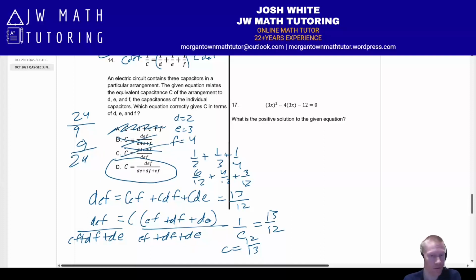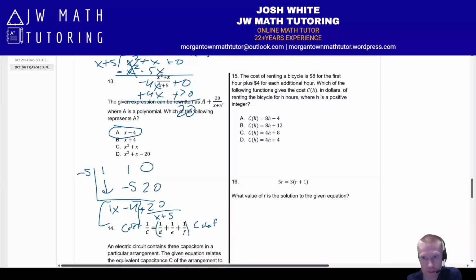No. So it's going to be D by process of elimination, but just to confirm, it's 2 times 3 times 4, which is 24. And on the bottom, if you work the whole thing out, it's going to be 26 for DE plus DF plus EF, and that just reduces to 12 over 13, which is the number we got over here. And that's a second alternate way you could solve this using picking numbers.